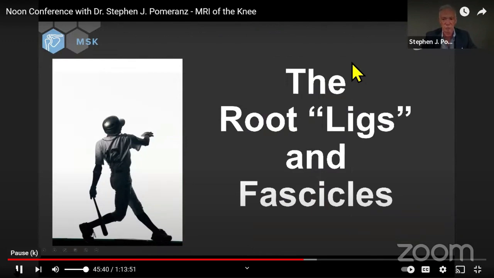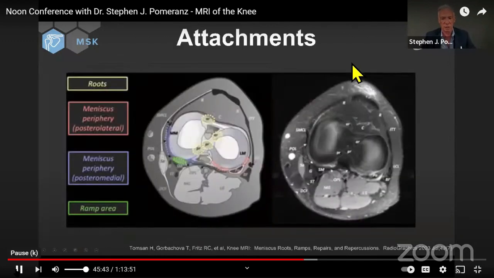So now let's go back to the root ligaments and fascicles, because this has become a critical jumping off point for radiologists in the MSK world, and especially when you're assessing people for OA or the potential for OA early on in life. Here we have our more C-shaped lateral meniscus, our more banana-shaped medial meniscus, and these yellow areas are roots. Anterior root, posterior root. Many of which you've already seen, but we'll revisit them in a moment.